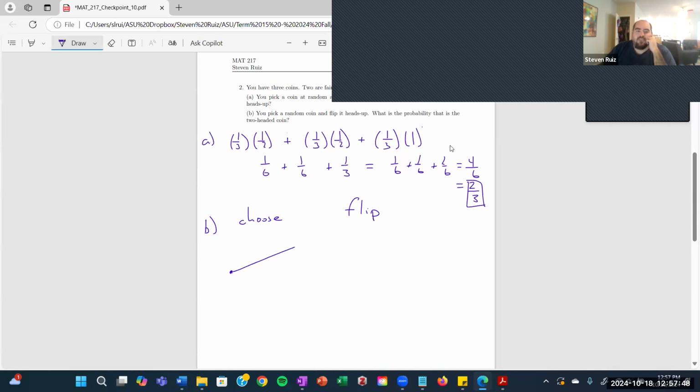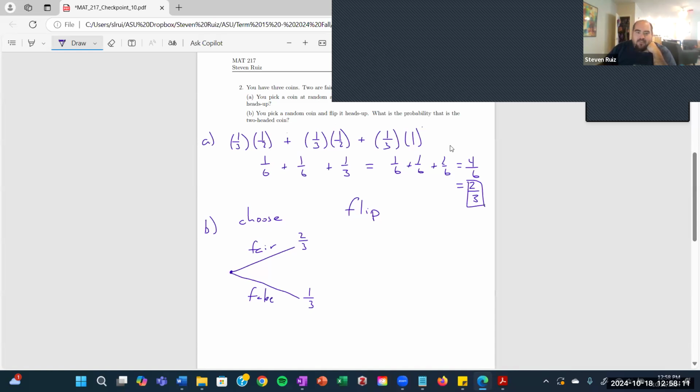So what are the options if I choose a coin? It could be the fair coin, or it could be the fake coin. So what are the probabilities of those two events? Well, there's a 2 in 3 chance that I choose the fair coin, and a 1 in 3 chance that I choose the fake coin.